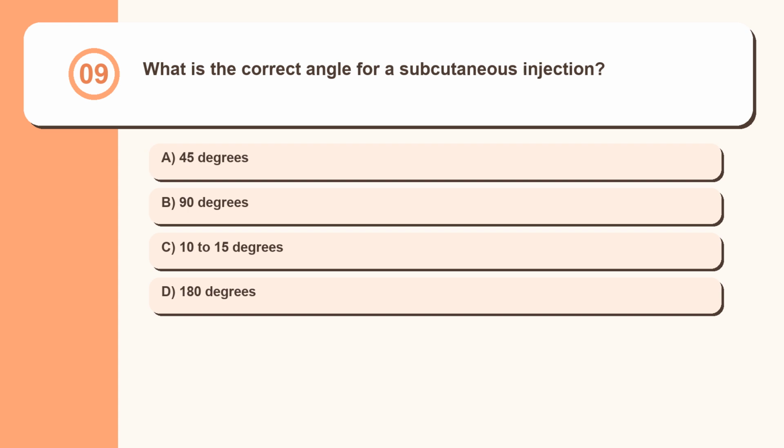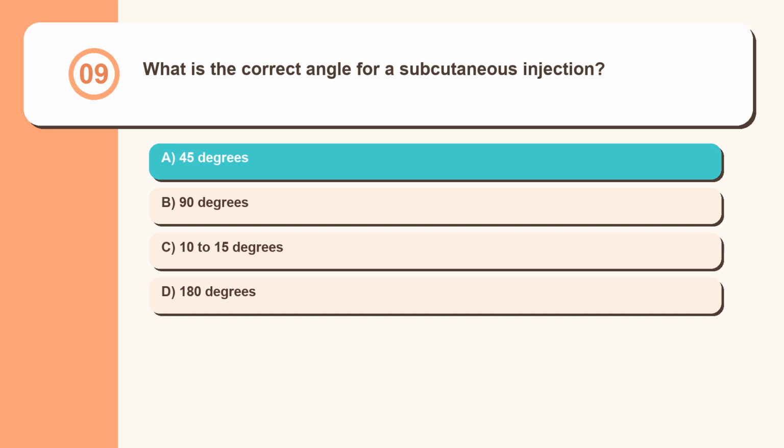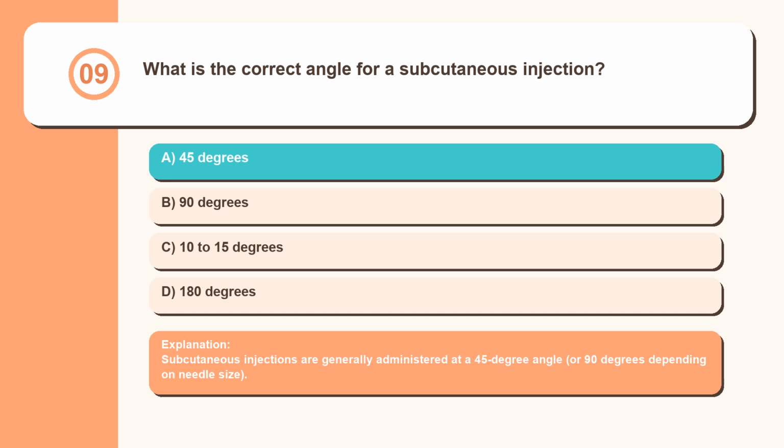Question 9. What is the correct angle for a subcutaneous injection? 45 degrees, 90 degrees, 10 to 15 degrees, 180 degrees. Subcutaneous injections are generally administered at a 45-degree angle, or 90 degrees depending on needle size.